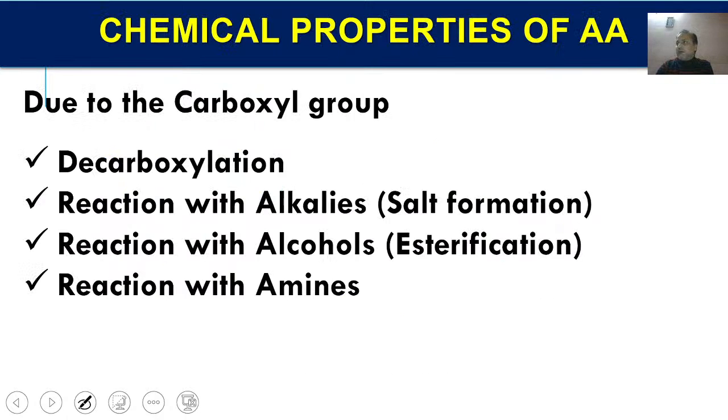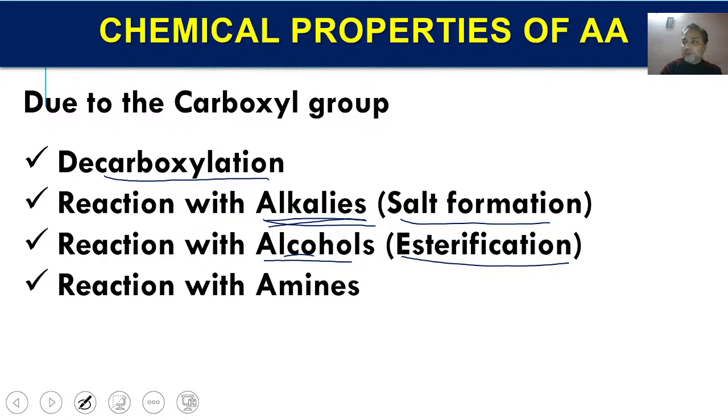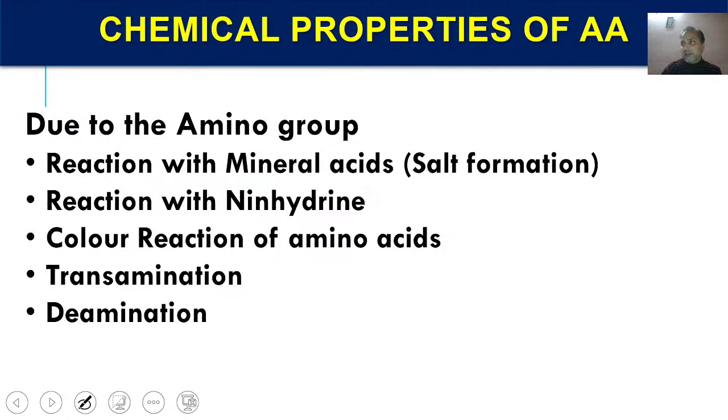First, there are certain chemical reactions shown by the carboxylic group, meaning the acid group. These are the properties of acidic groups, like decarboxylation, which we will see in detail. Reaction with any base or alkali gives salt formation. Reaction with alcohol gives esterification, ester formation. And lastly, reaction with amine groups, so amide will be formed.